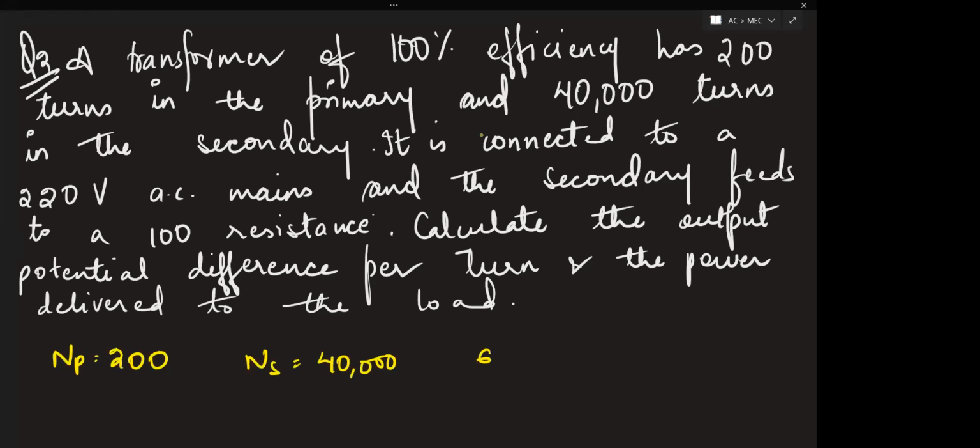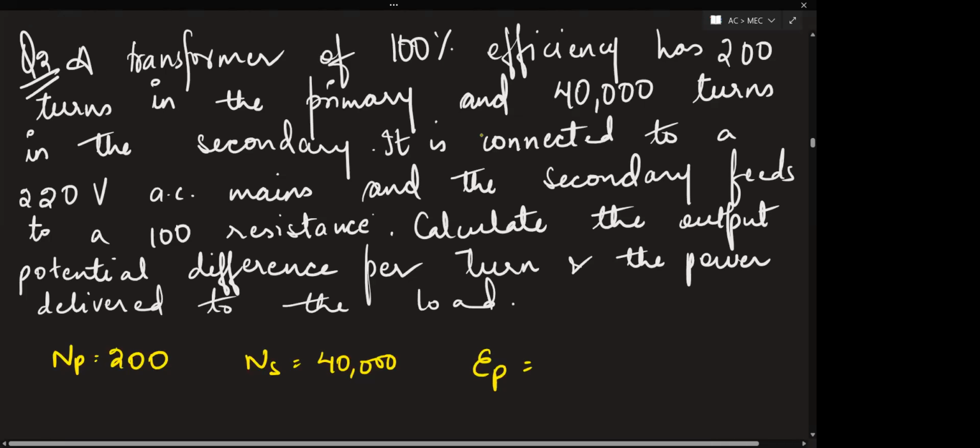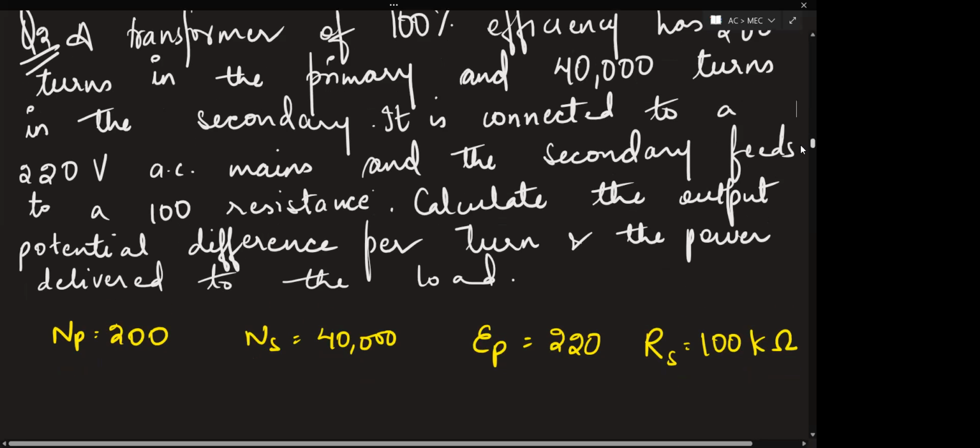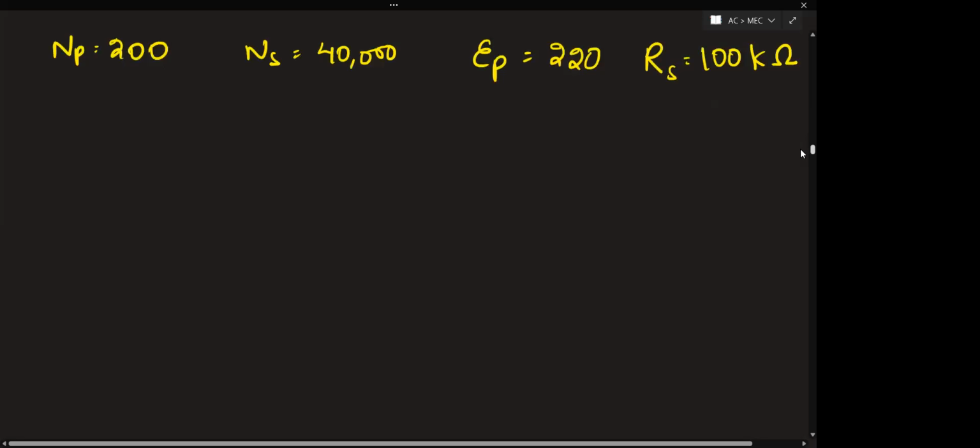It means voltage in the primary is 220 volt. Because now the secondary feeds a resistance. Resistance in the secondary coil is 100 resistance. Fine, 100 resistance means what? Whenever it is written this way, it always means kilo ohm. When nothing is mentioned in the unit, it simply means 100 kilo ohm. And it says calculate the output potential difference per turn and the power delivered to the load. So they are two separate parts. This much information I think was required by us.